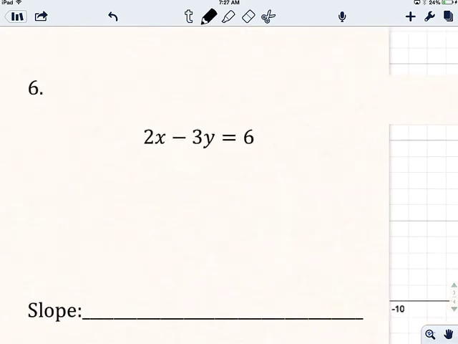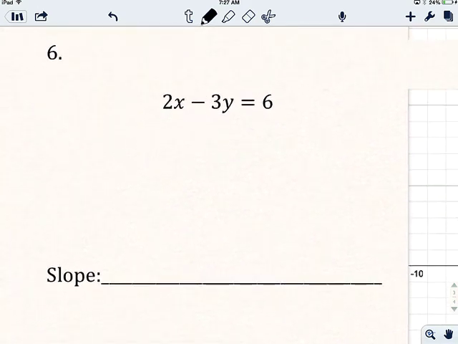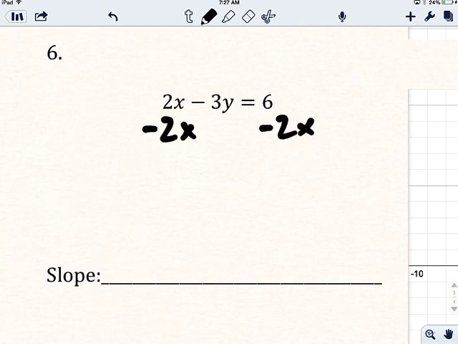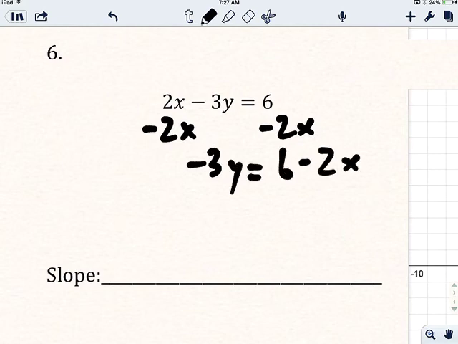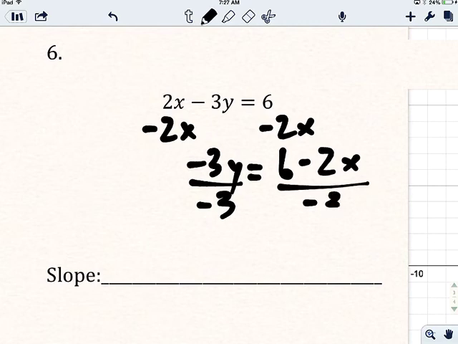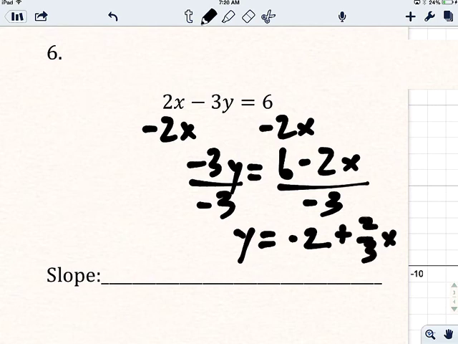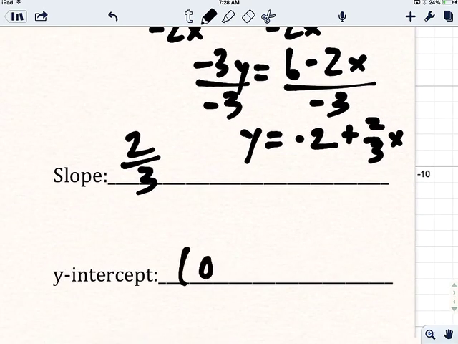Okay, so this one, I can't tell the slope and the y-intercept right off, so I need to solve for y. And so to do that, I need to get rid of 2x. I'm going to take away 2x, and then I'll get -3y equals 6 minus 2x. Now I'll divide by -3, and so I'll get y is equal to 6 divided by -3 is -2. -2 divided by -3 is plus 2/3 x. All right, so that means my slope is positive 2/3. My y-intercept is the constant 0, -2.